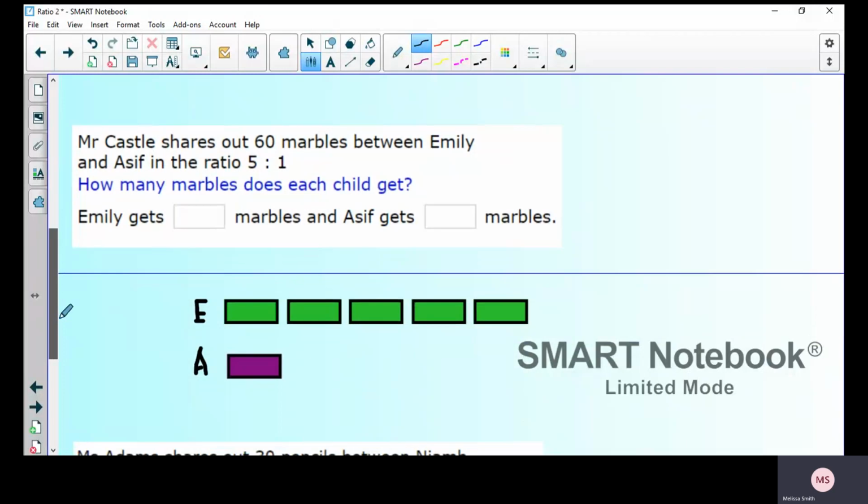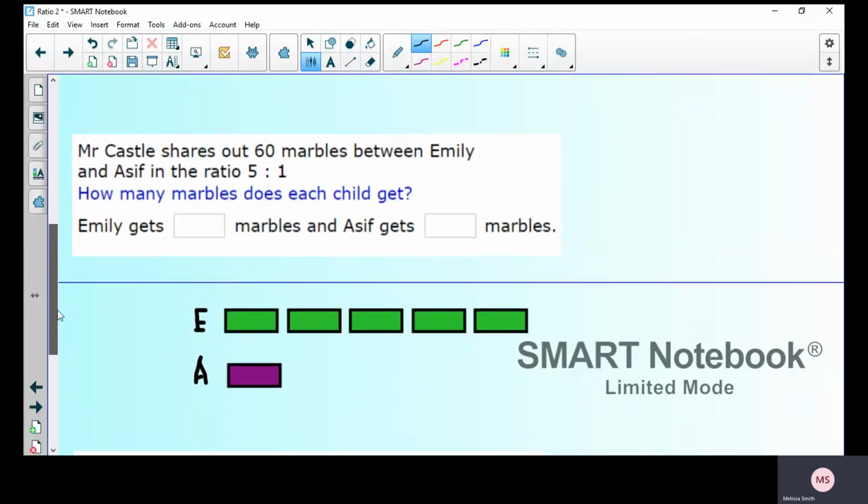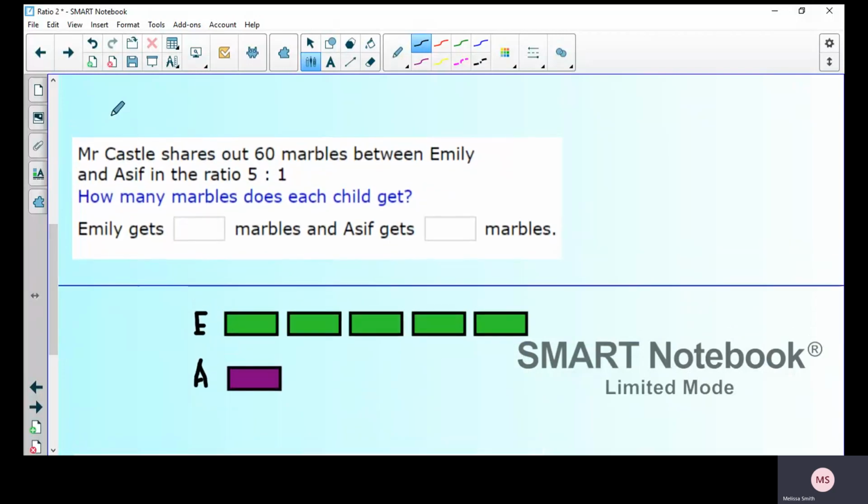Okay, let's have a go at this one now. If you're confident, you can pause the video and have a go at it. Otherwise, let's go through. Here, Mr. Castle shares out 60 marbles between Emily and Asif. So I've done my bar model here to help us in a ratio of 5:1. How many marbles does each child get?